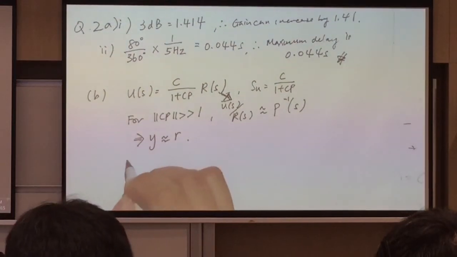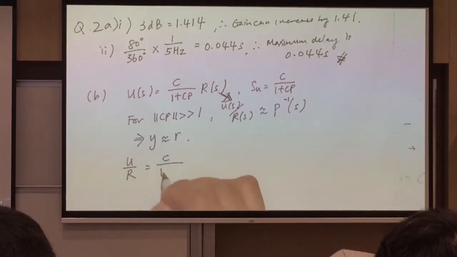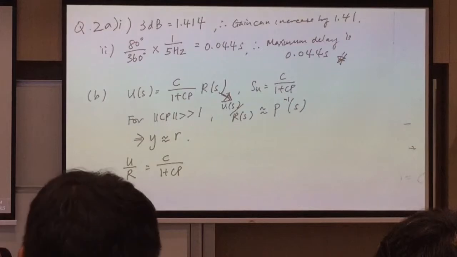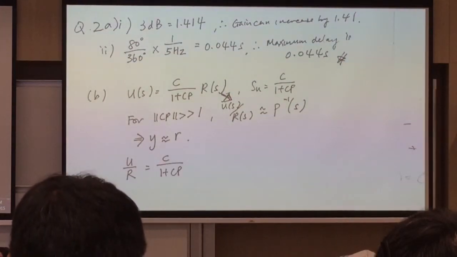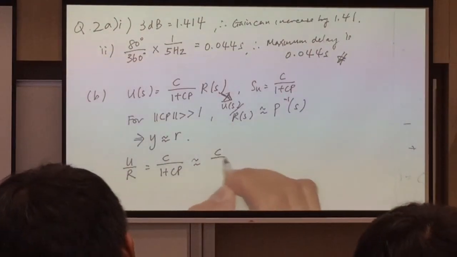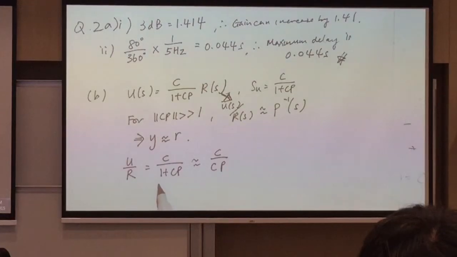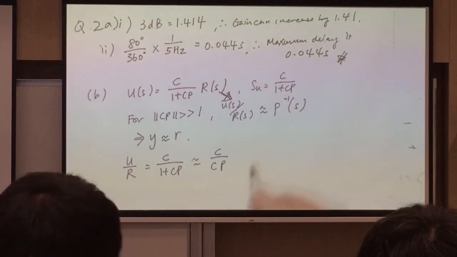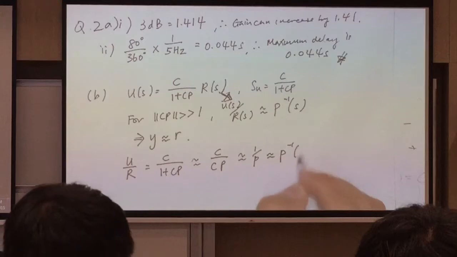So U over R is C over 1 plus C. Sorry, can you see on the monitor these two screens at the back? Yes. So this is approximately C over Cp, because Cp is much bigger than 1, so this 1 is useless. 1 plus Cp is Cp, because Cp is much bigger than 1. And thereby, this is 1 over Cp, and that's why this is P inverse.